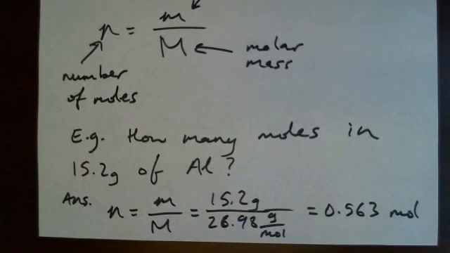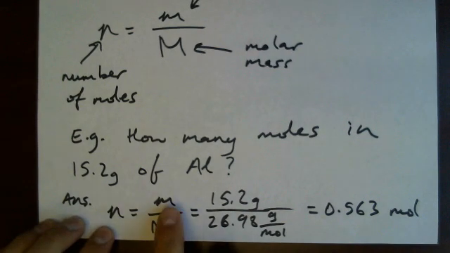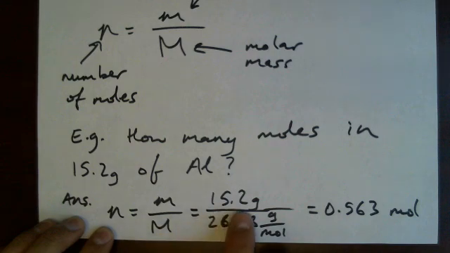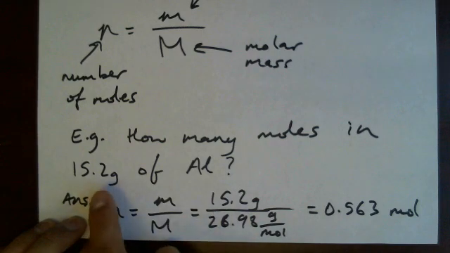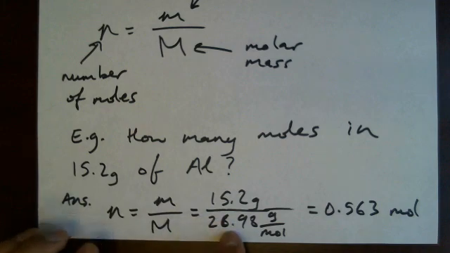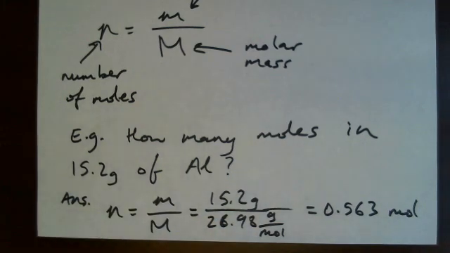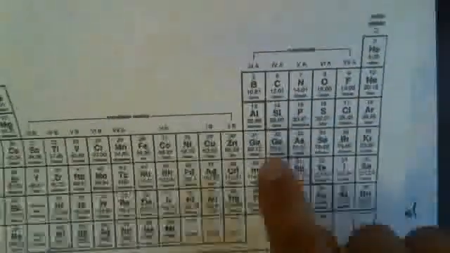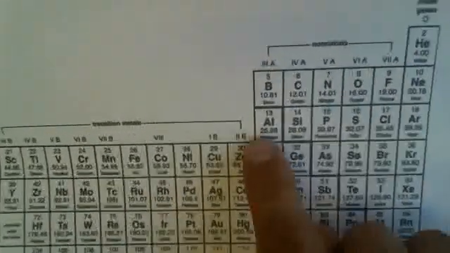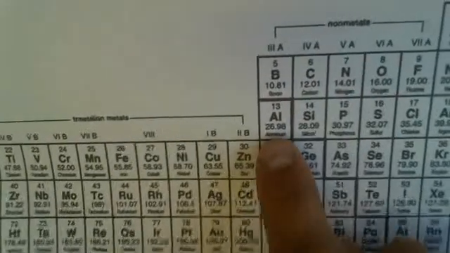How many moles in 15.2 grams of aluminium? Well, the number of moles would equal the mass over the molar mass, so that would be 15.2 grams, because it's given in the question, divided by the molar mass, which is 26.98 grams. That molar mass comes from the periodic table. If we look at the periodic table and we look at aluminium, it's 26.98 grams for the molar mass.